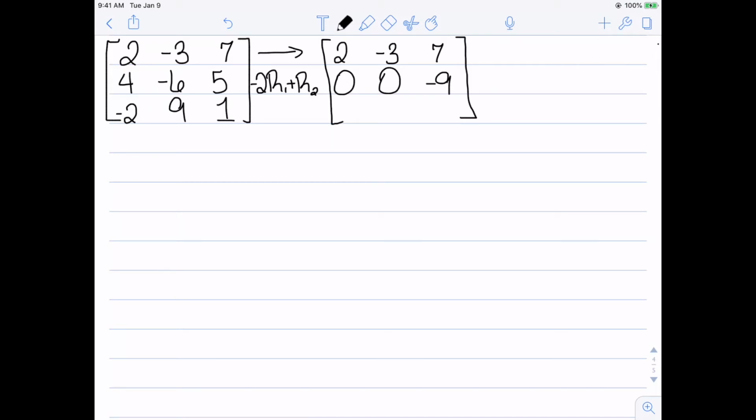I then move down to my third row. That one, I can just add rows 1 and row 3. 2 minus 2 is 0. -3 plus 9 is 6. And 7 plus 1 is 8. At this point, we have a big problem. Our next step should be to switch the second and third rows. However, that's not an allowable operation when finding LU decomposition. So therefore, the LU decomposition of this matrix does not exist. So it is possible for this to just not exist.